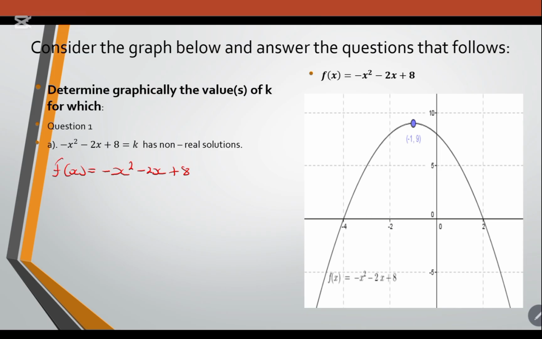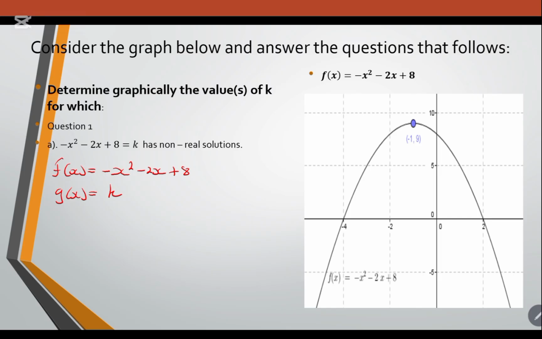What is the other equation? The other equation is g(x) = k. That is the constant line. It's a straight line. It is y = 7, y = 8, y = 100. That is a constant line. That is a horizontal line. So what does it mean? We are looking at the solution of this equation.